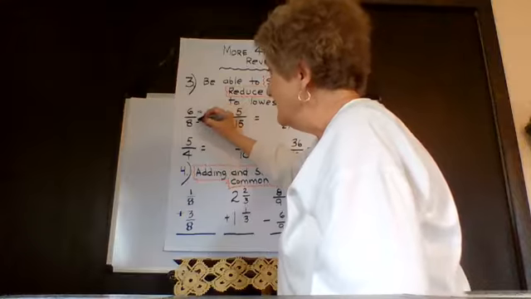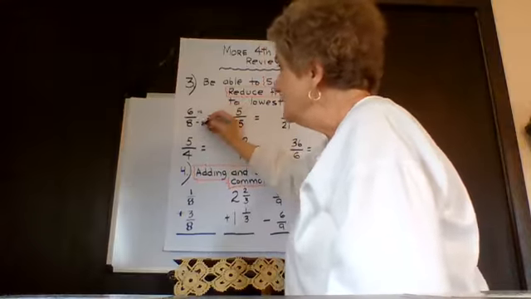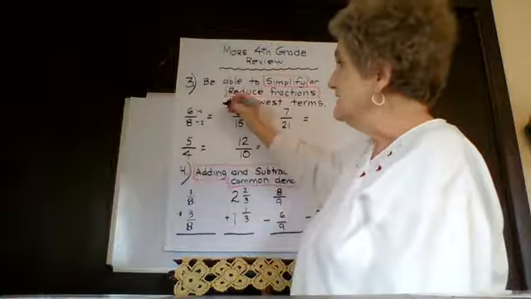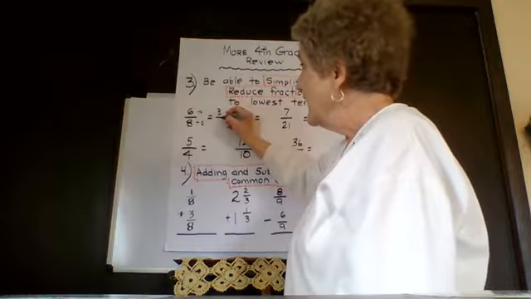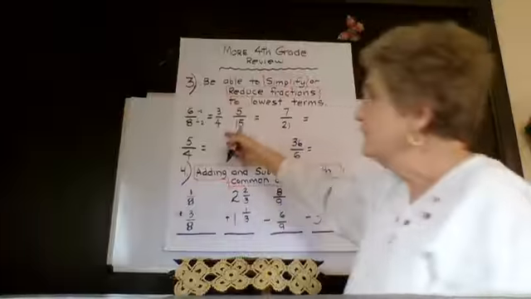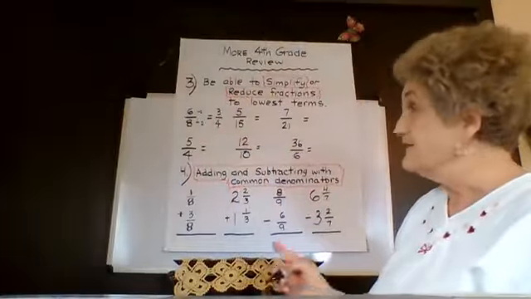So I divide now both the numerator and the denominator by 2. 6 divided by 2 is 3. 8 divided by 2 is 4. Now, 3/4 is the simplest form of 6/8.